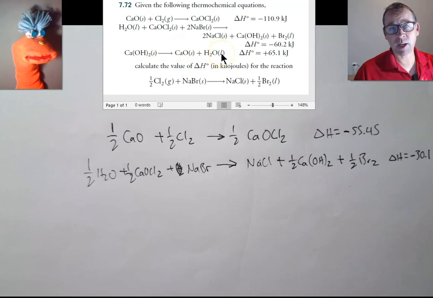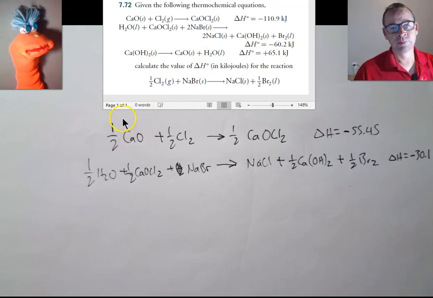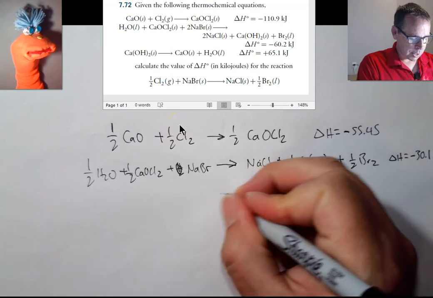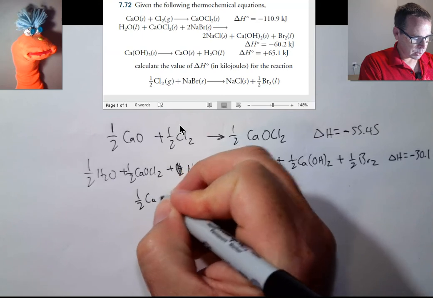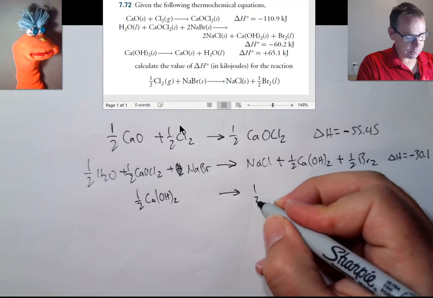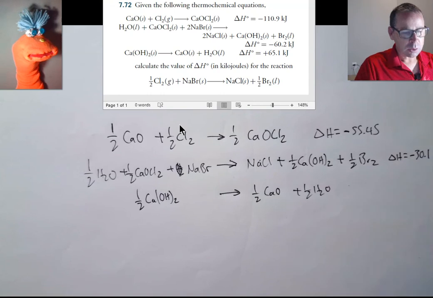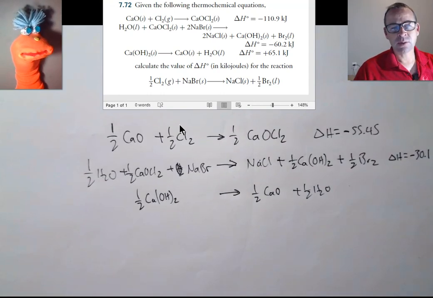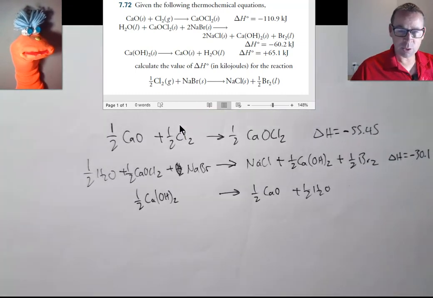But it looks like, again, we have to divide it by 2, right? Yeah, because you only have 1/2 of calcium oxide on the left there. Very good. So I'm going to write that equation down divided by 2. So 1/2 calcium hydroxide yielding 1/2 calcium oxide and 1/2 H2O. All right. And what's the delta H for this? Half of 65.1, right? That's right. So 65.1 divided by 2, 32.6.